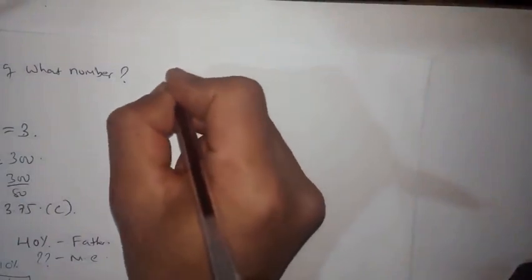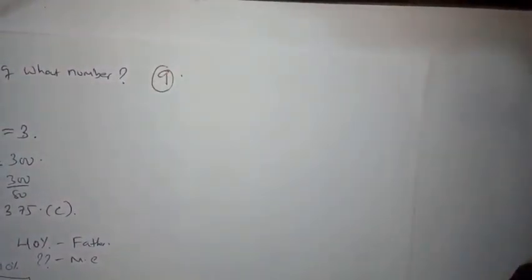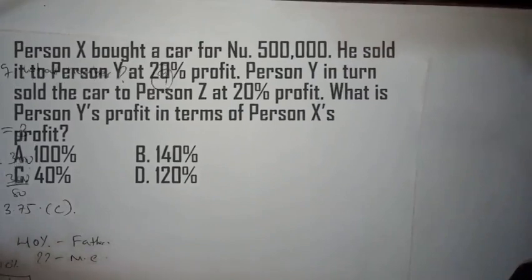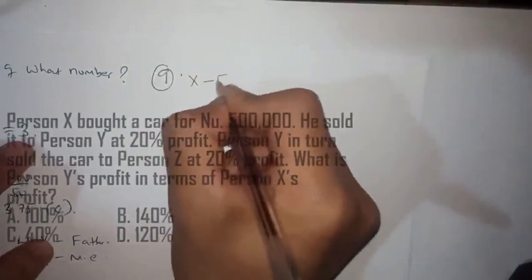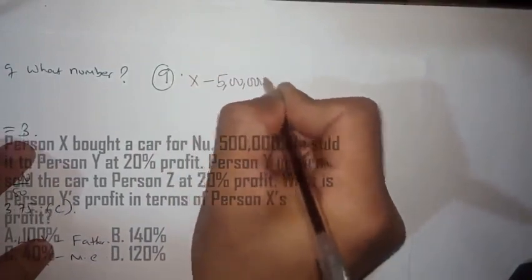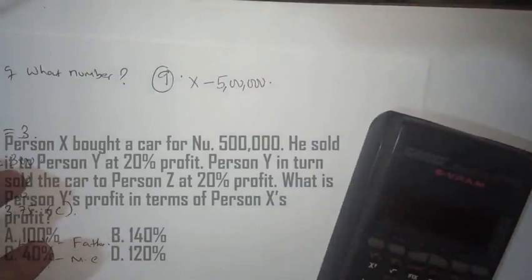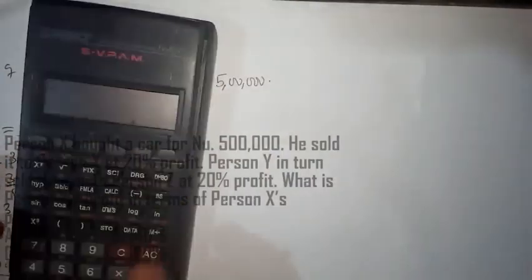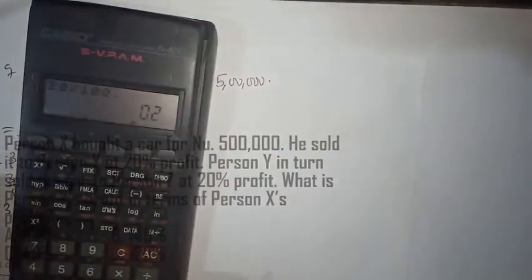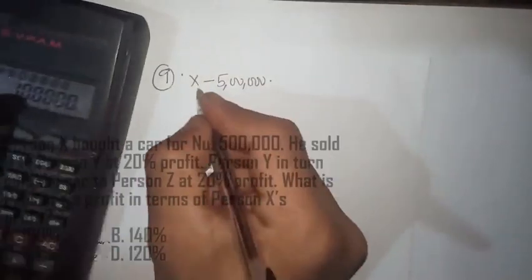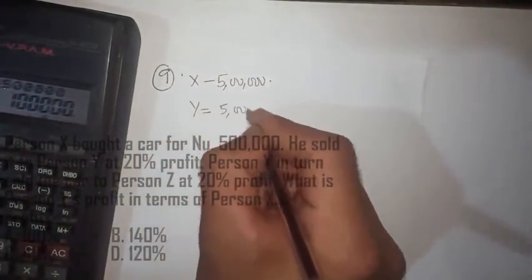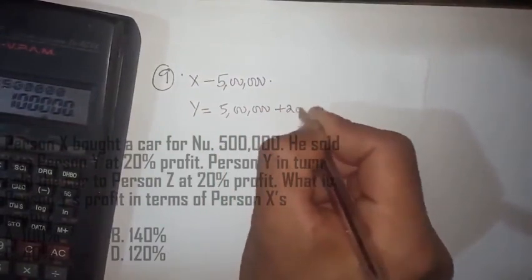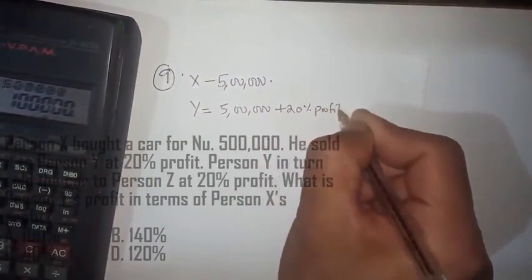Question number 9. Person X bought a car for 5 lakh. Then he sold it to person Y at 20% profit. 20% of 5 lakh is 1 lakh. So person X sold to Y with a 20% profit on 5 lakh.